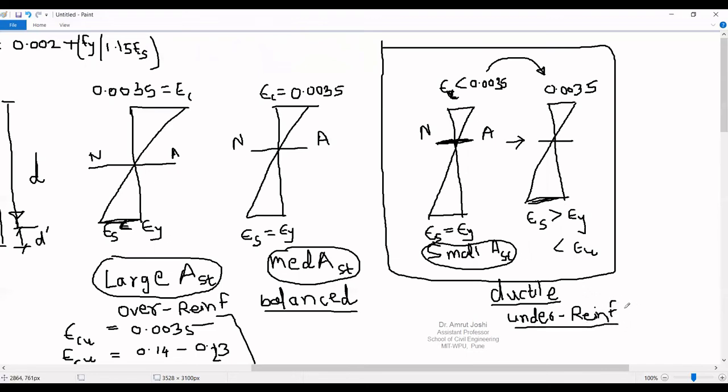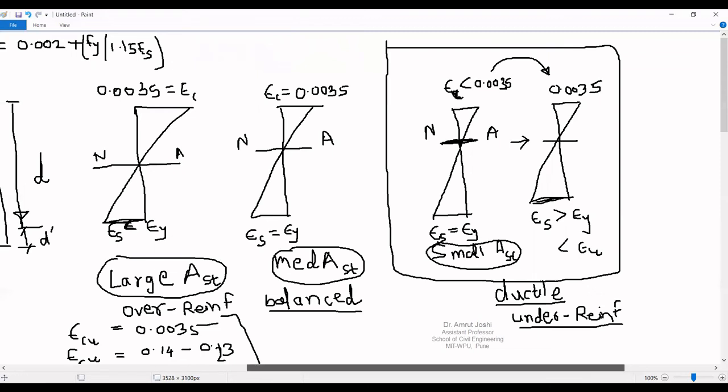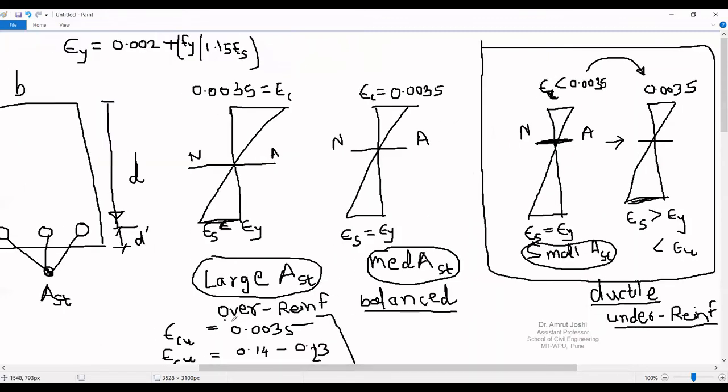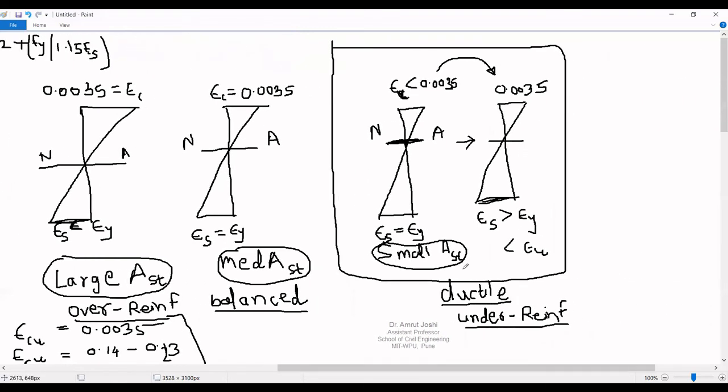So the Indian Standard Code IS 456 reinforced concrete design code does not allow you to design the sections as balanced or over reinforced sections, because these sections exhibit brittle failure of concrete and therefore you won't get any warning of the failure. The code suggests you restrict yourself to under reinforced sections, so you can provide area of steel in such a fashion that steel starts yielding first and then the extreme compression fibers reach the ultimate compressive strain of concrete, that is 0.0035.